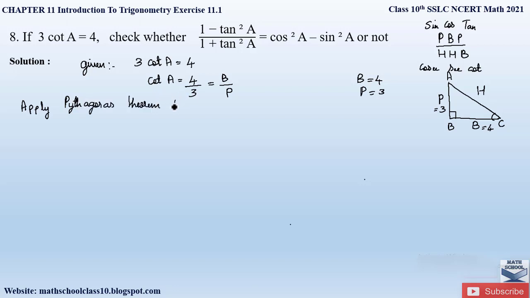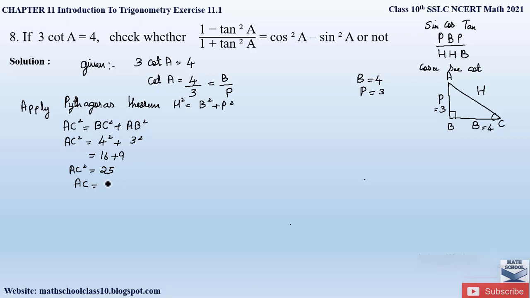Applying the Pythagoras theorem, the hypotenuse square is equal to the base square plus the perpendicular square. Here our hypotenuse is AC square equal to base BC square plus the perpendicular AB square. So the hypotenuse we have to find out. AC square is equal to the base 4 square plus the perpendicular 3 square. So here we have 4 fours are 16 plus 3 threes are 9. So AC square is equal to 25, or AC is equal to square root of 25, that is nothing but 5. So here the hypotenuse value is equal to 5.